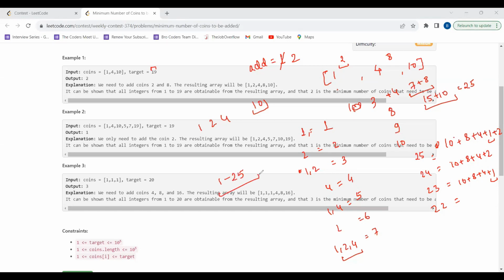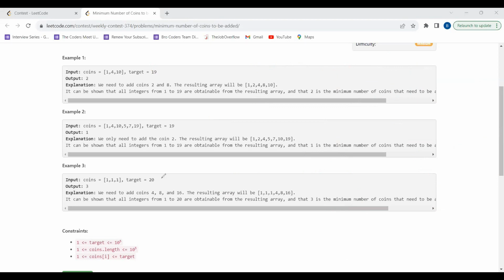And how many additions have we done? We have done 2 additions. So 2 is our answer, and we'll return that. Okay. Is it clear? Yes. Now let's move to the third example.